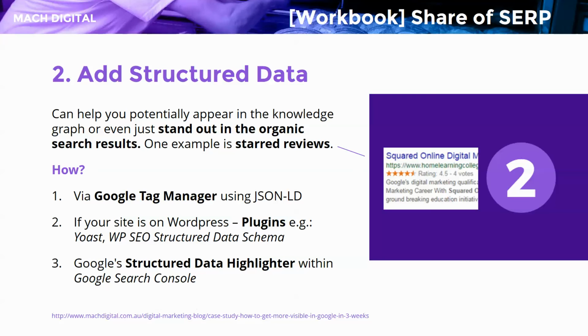So if you think about it, if you're browsing something, you see a listing with 4.5 stars out of 5 next to it versus a listing that doesn't have any stars or has no rating at all. Which one are you more likely to click on? Probably the one with the stars, right? So that's the theory here.